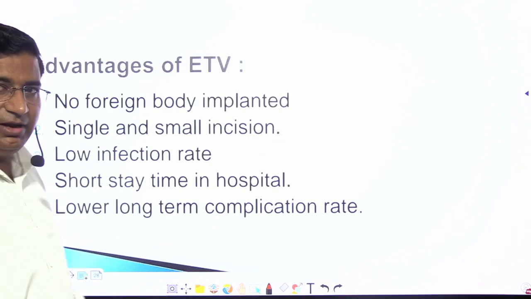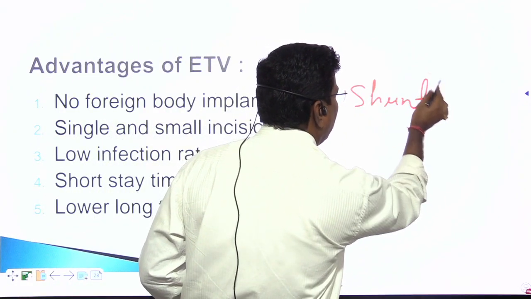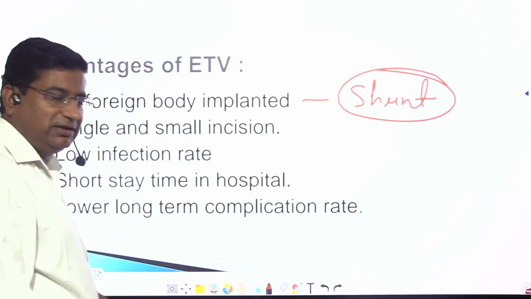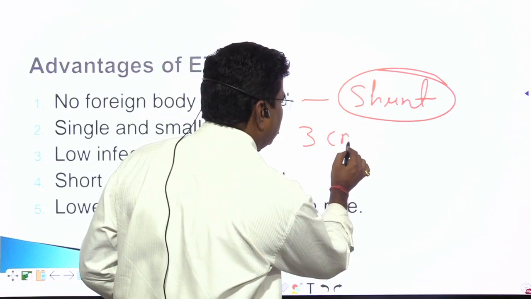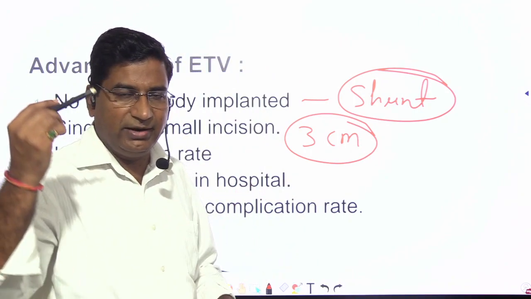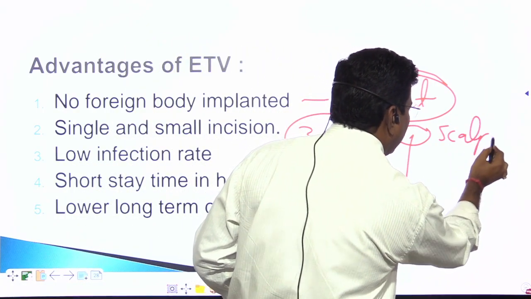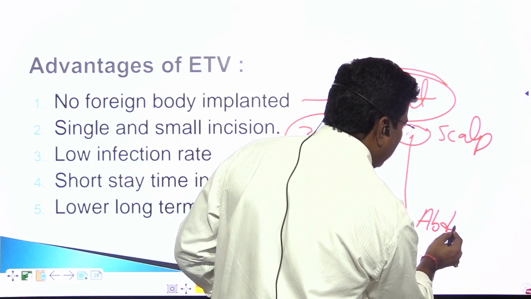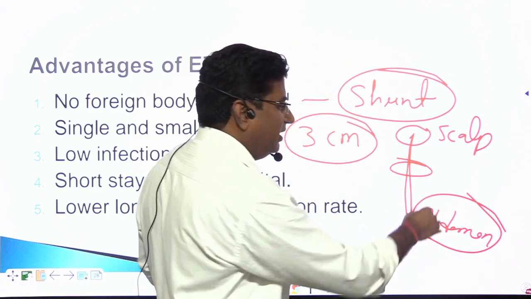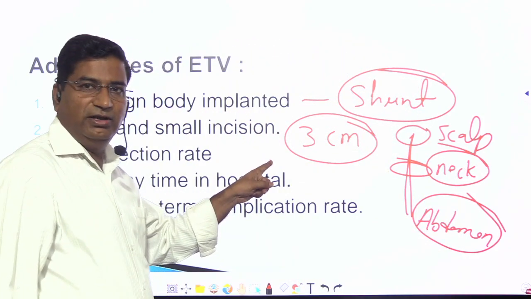The advantage of ETV is that there is no foreign body implanted, like a shunt. When you implant a foreign body permanently, there is a risk, but here there is no foreign body, and only a single small incision of about 3 centimeters, whereas in a VP shunt there are 2 incisions, one at the scalp and another at the abdomen, and maybe multiple. When you do not negotiate the tunnel, you may put an incision at the neck also. So there are multiple incisions in a VP shunt, but only a single incision here.